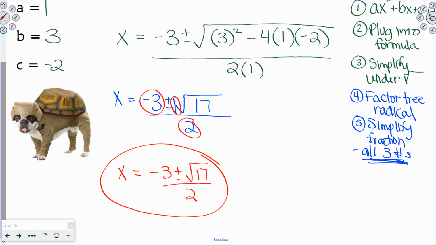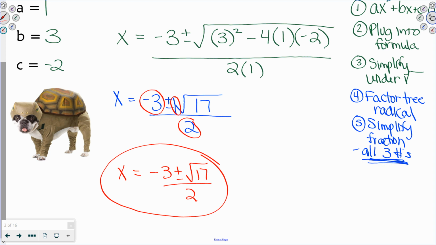Do I have 2 answers? I do. I have negative 3 plus radical 17 over 2, and I have negative 3 minus radical 17 over 2. They're not pretty answers, but they're there, right? Are those just regular numbers? Can I find that number on the number line? Yeah, it's a decimal, but yeah, I can.